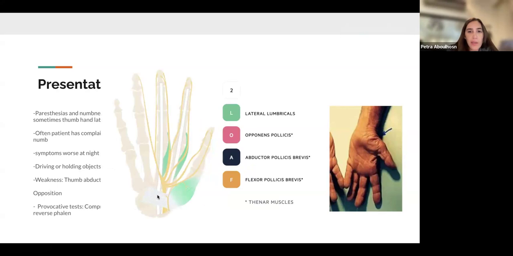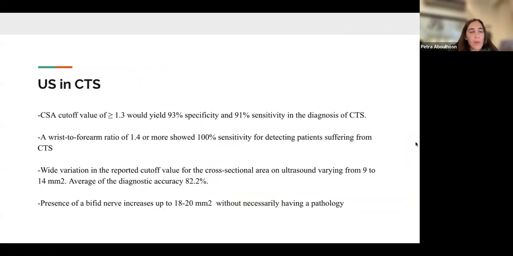Median nerve innervates the LOAF muscles after it enters the carpal tunnel, which are the first two lateral lumbricals, the opponens pollicis, the abductor pollicis brevis, and the FPB as well. I put in this slide just to show that I think because it's the one that we have the most research on, that we can also use ultrasound for measurement in this case.